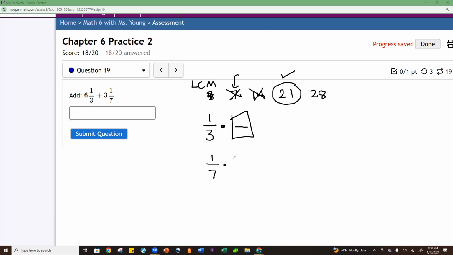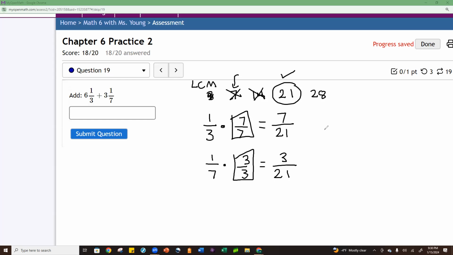Okay, I'm copying down the fractions with giant ones, and I'm converting them into equivalent fractions that have 21 as their denominator. 3 times 7 gets me 21. Need to match in the numerator. 1 times 7. 7 times 3 gets me 21. These need to match. 3.